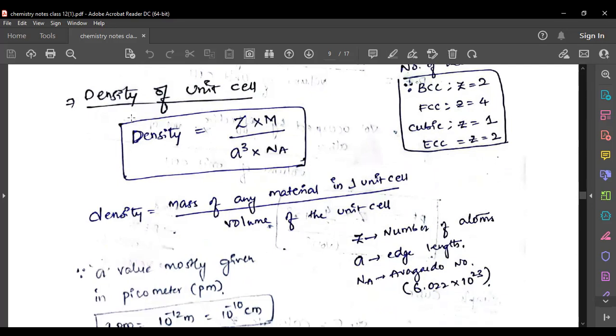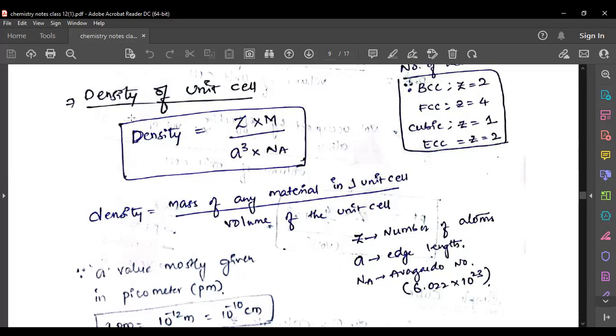Z is nothing but the number of atoms belonging to a particular unit cell. M is the molar mass of the atom. a is the edge length of the unit cell. And NA is Avogadro's constant, which is equal to 6.022 into 10 power 23. So this is the density of solids formula, Z into M by a cube into NA.